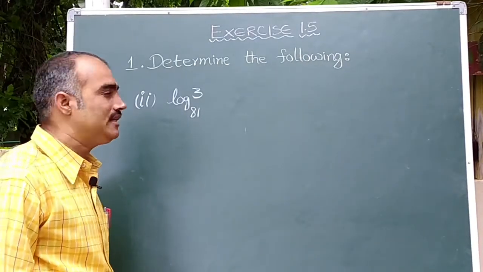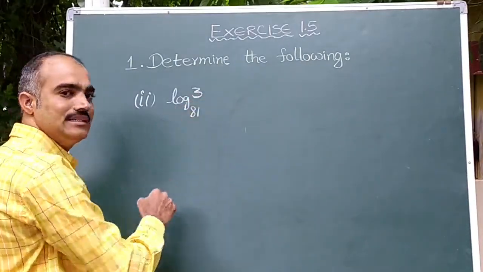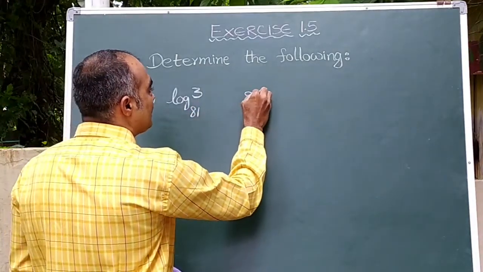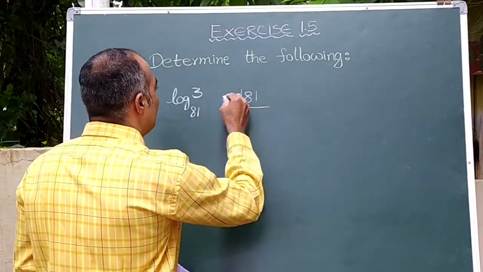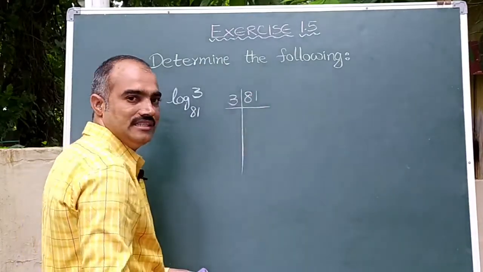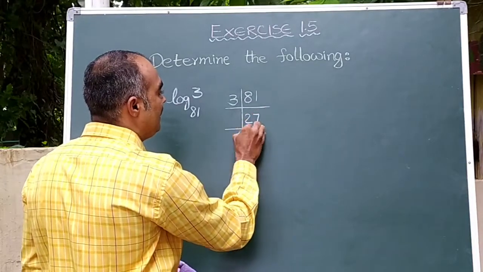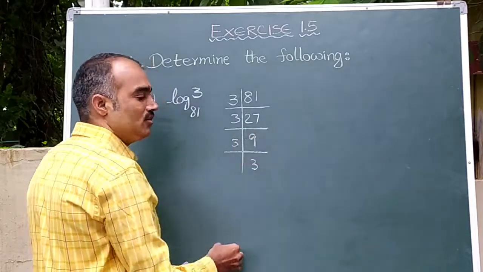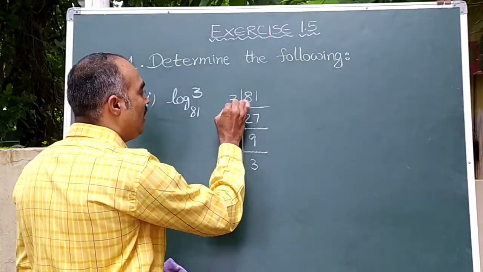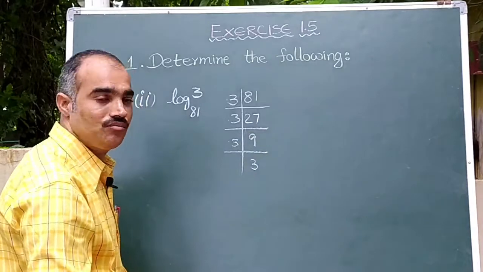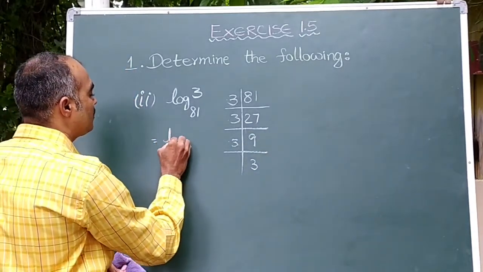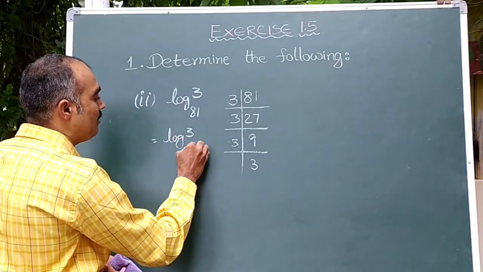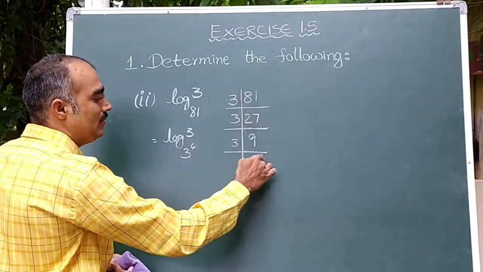Now let us see the next bit, that is log 3 base 81. Let us consider 81 here and factorize it. 3 27s are 81, 3 9s are 27, 3 3s are 9. So 81 can be written as 1, 2, 3, 4, so 3 power 4. So I rewrite this question as log 3 as it is, and 81 as 3 power 4, because 81 is 3 power 4.